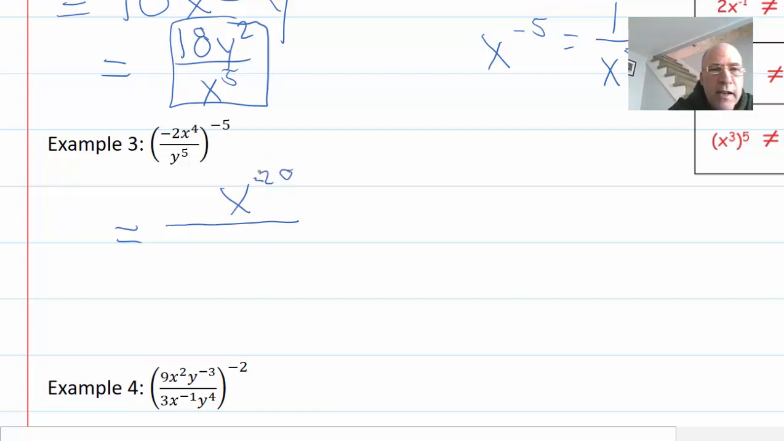Negative 20th, let's put the negative in there. That is a negative. Y to the fifth raised to negative fifth power will be y to the negative 25th power. And now I get this other thing here. I have negative 2 being raised to negative fifth power. I'm going to write that off to the side here. Let's see if we can make sense of that.